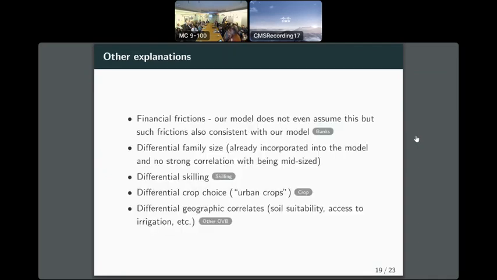We try to rule out a bunch of different explanations, the standard ones being skilling and family size. In fact, financial frictions are something that we don't even assume in our model. Our model works well if we include any of these factor market frictions, but we don't need these frictions at all. The key point is that mid-sized farmers, because of the non-linearity of production, are stuck in this poverty trap in farther-off rural areas.